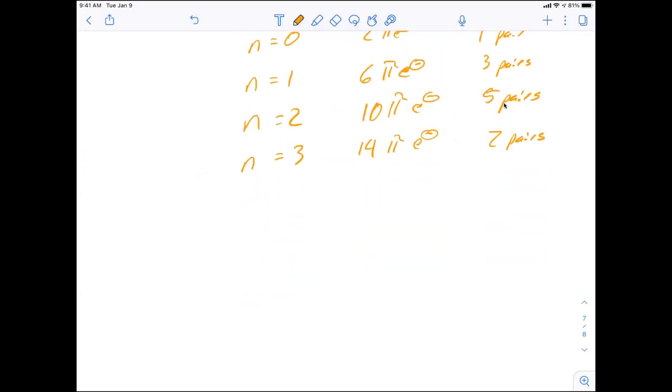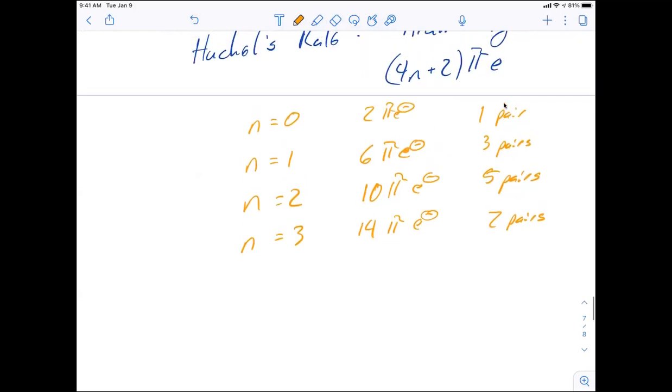When we look at those, my Siri just popped up on my phone. So series, not Siri. So series of electrons.